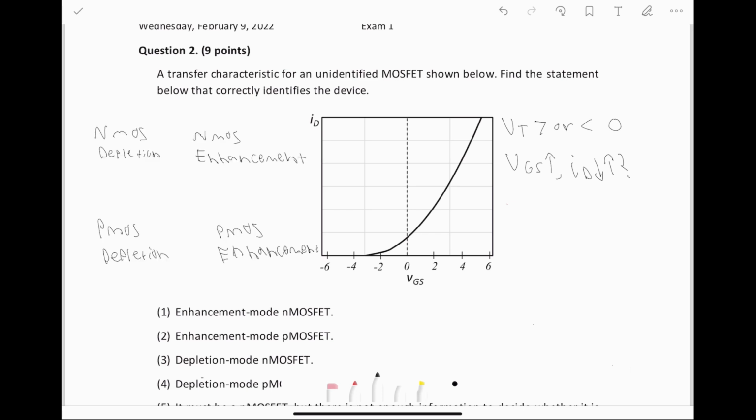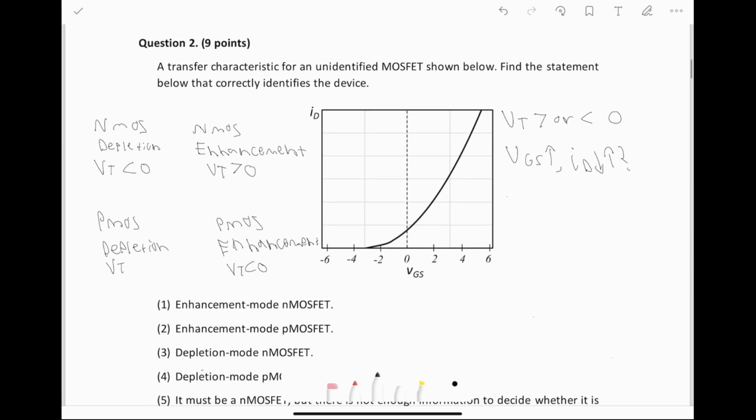And we know that in NMOS depletion, for example, V threshold is less than 0, but for NMOS enhancement, V threshold is greater than 0. PMOS enhancement, V threshold is less than 0. PMOS depletion, V threshold is greater than 0.